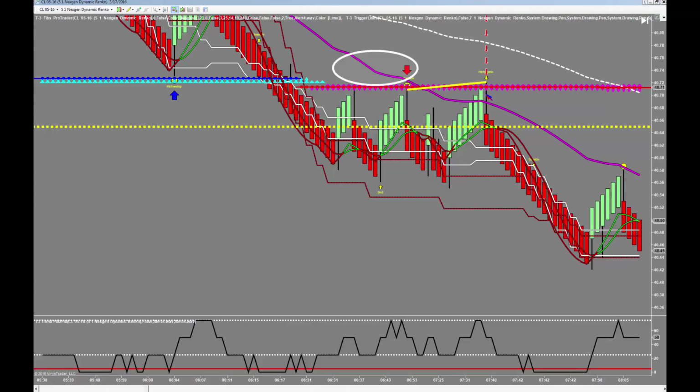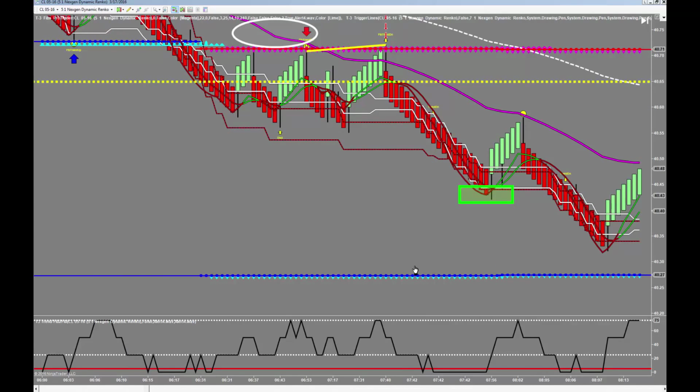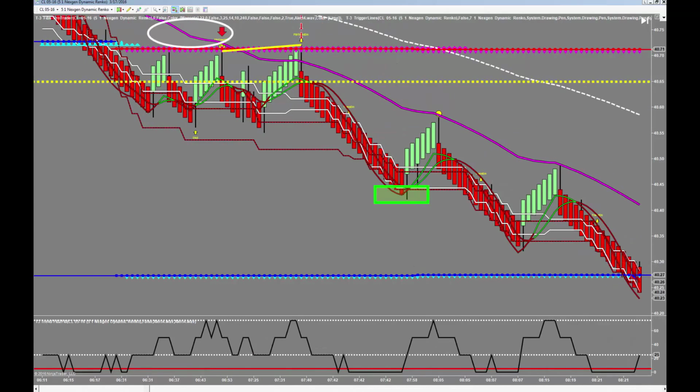So, 70 short. Before it even blinked, this is up 25 ticks. And then you know where they're going. You don't get these all the time, but when you do, multiple time frame resistance with a stop out down to multiple time frame support. It's almost $500 a contract right there.